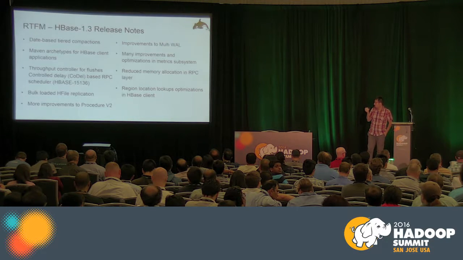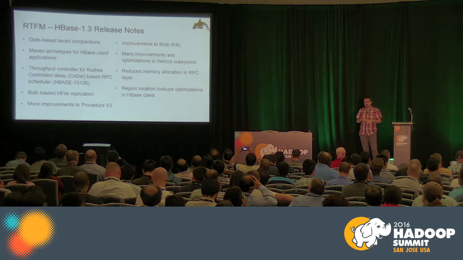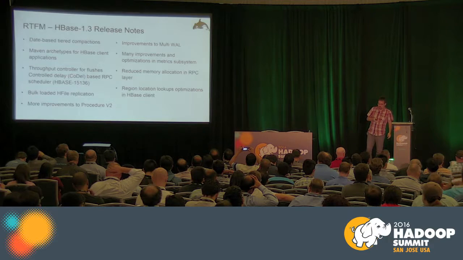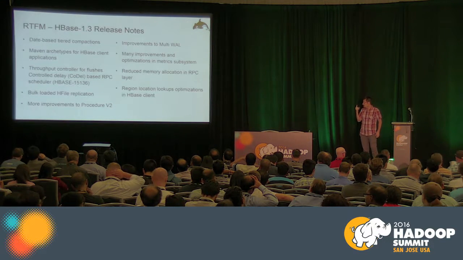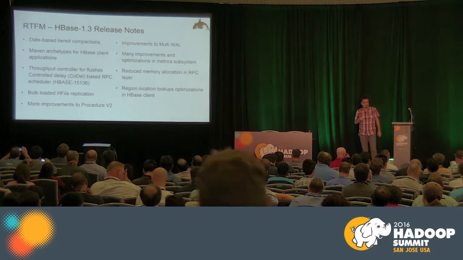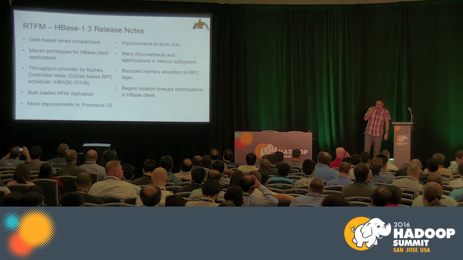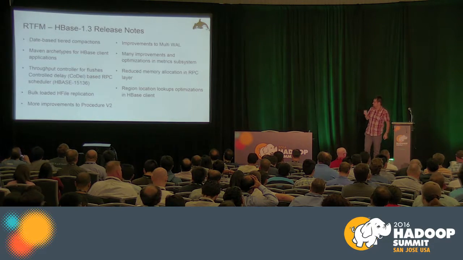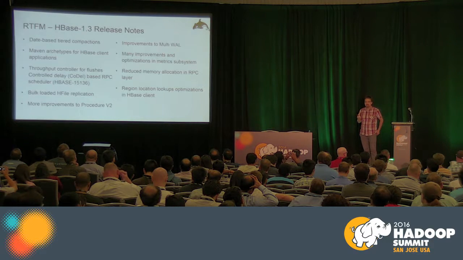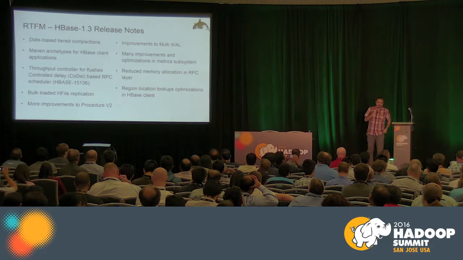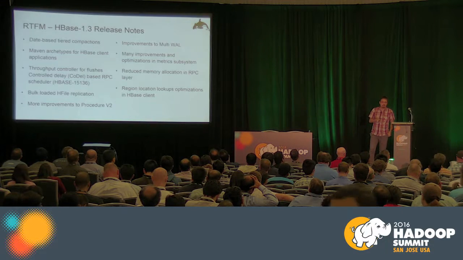There is also a Maven archetype for HBase client applications, so you can start a new HBase client application by using Maven archetypes. A throughput controller for flushes is there. A new controlled delay RPC scheduler is there. Bulkload HFile replication is also a very popular feature. For example, this is to do with bulkloaded files.